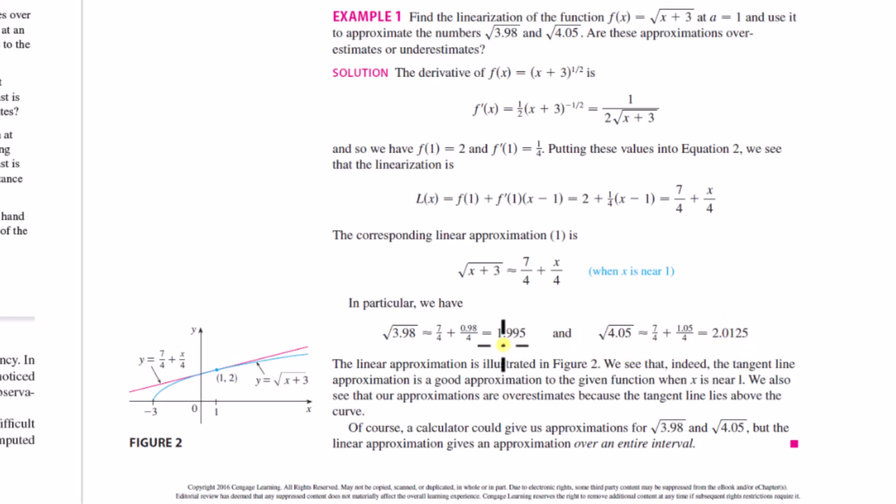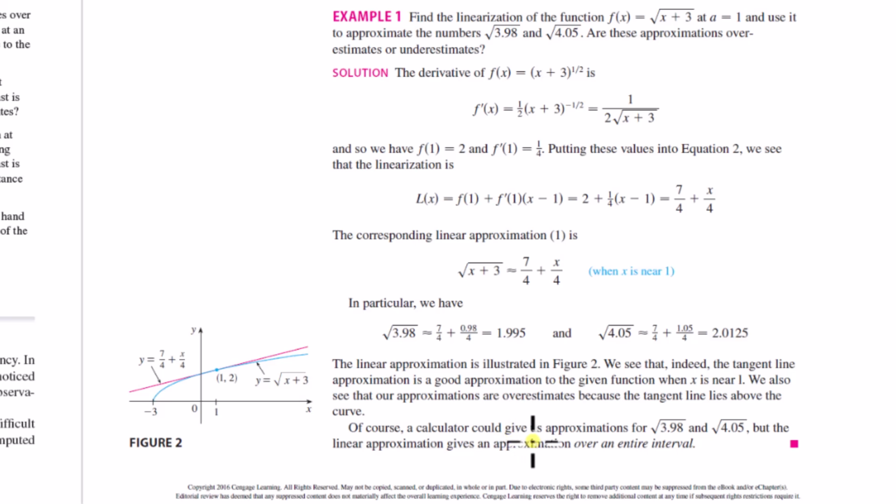Not bad, right? And remember, you can do higher order approximations if you need. If this isn't an acceptable accuracy, we'll see that when we get to the series chapter. If you want more accuracy than this, you can get that, no problem. The linear approximation is illustrated in figure 2. We see that indeed the tangent line approximation is a good approximation to the given function when x is near 1. Yeah, so there's the square root of x plus 3. Near 1, it looks like a good approximation, at least visually. We also see that our approximations are overestimates because the tangent line lies above the curve.